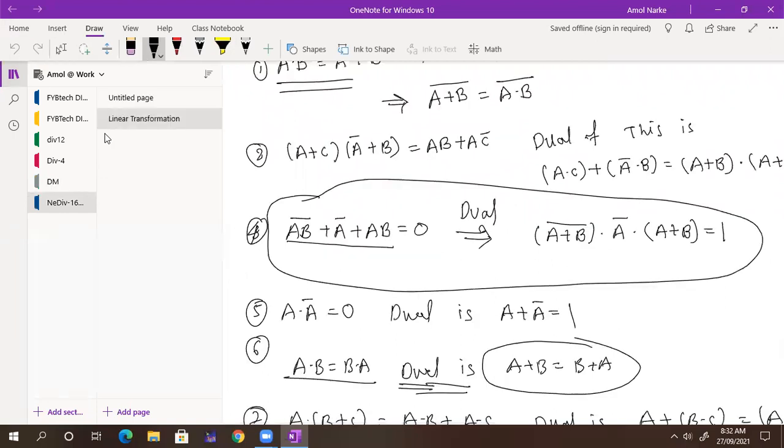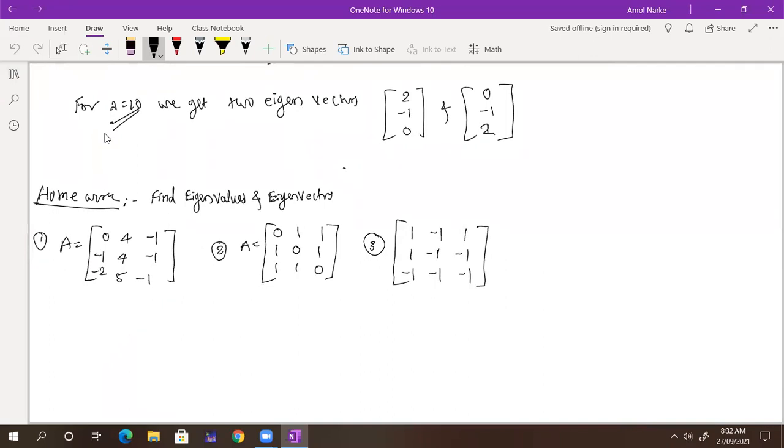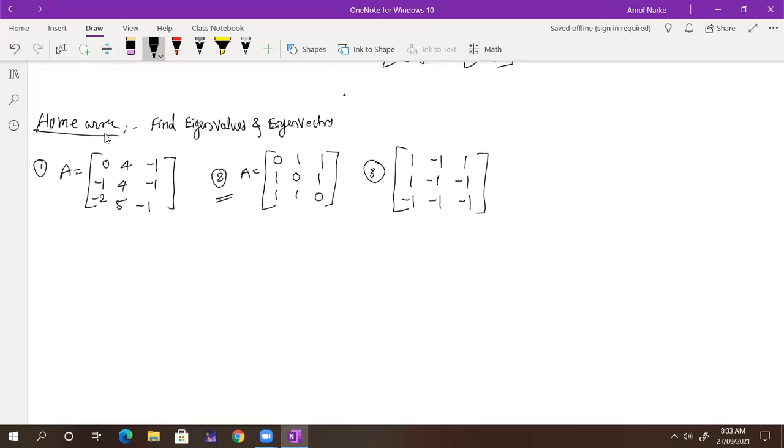And I have given some examples as homework also. This is the example I have given for the homework: find the eigenvalues and eigenvectors of given square matrices. So has anyone done all the examples? Just do such kinds of examples. And I think this is the example I have given you for the tutorial also.